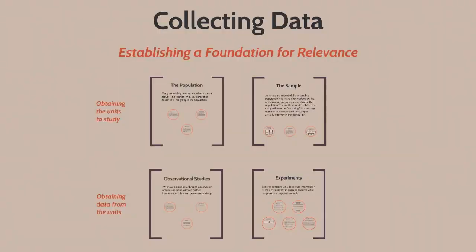We obtain data from our units of analysis using one of two major methods of study. The first, which we've already talked about, is an observational study. The second, which we're going to start talking about now, is an experiment.